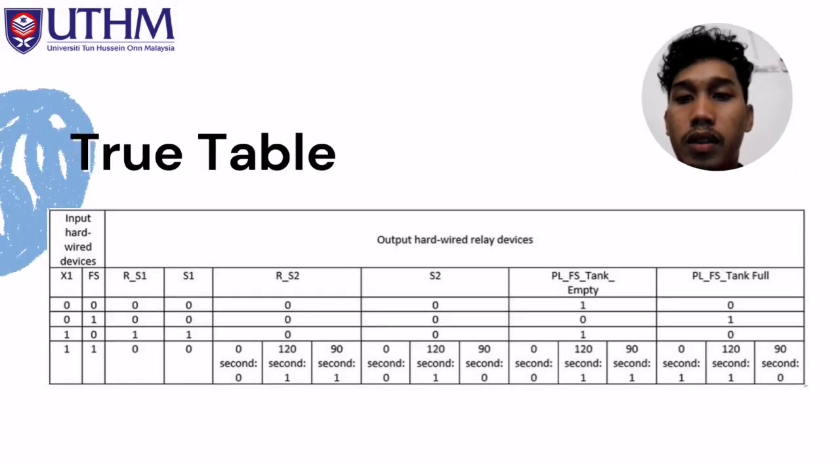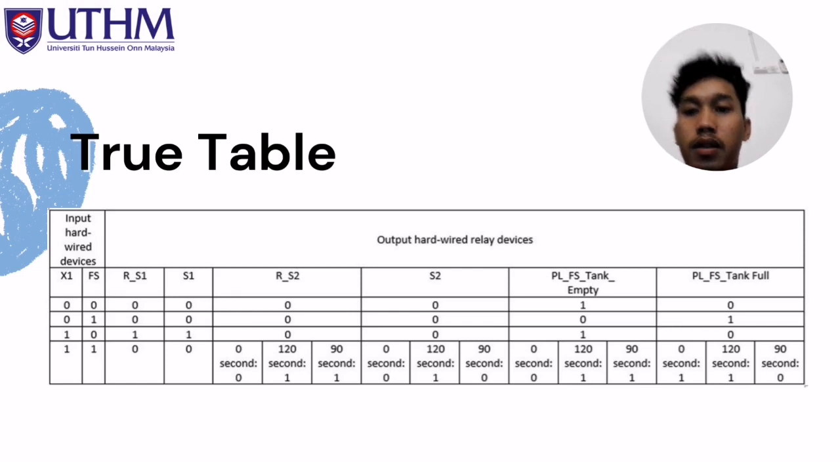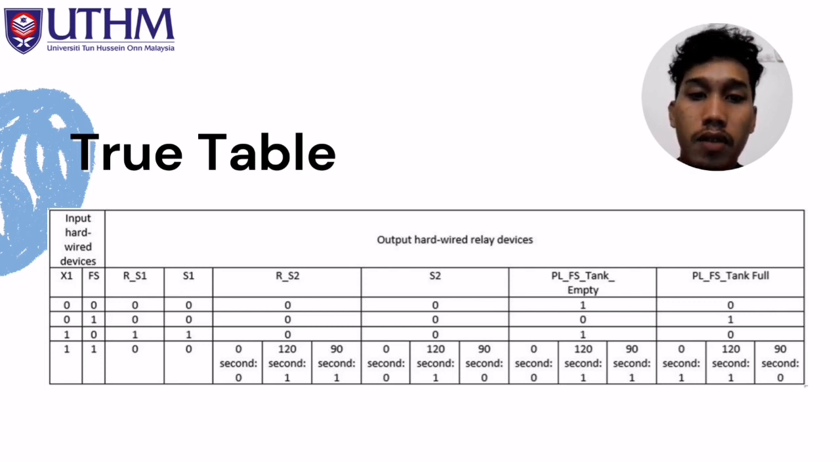Okay, next we go to the truth table. First, the input devices for the truth table, for input and output. If the switch X1 is in condition 0 and the float switch is 0, then the signal for S1 and S2 is 0, and the tank empty indicator is 1 and the tank full is 0. While when the switch is 0 and the float switch is 1, solenoids 1 and 2 are still 0, the tank empty is 0, and the tank full indicator is 1.